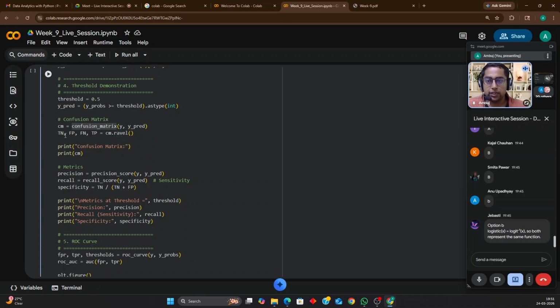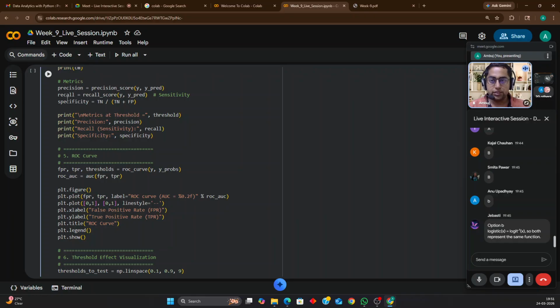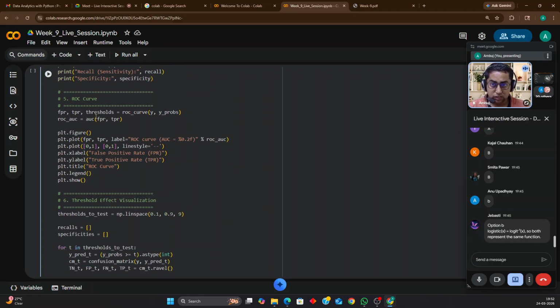True negative, false positive, false negative, true positive, I have calculated from cm.ravel. This is nothing but a function of the confusion matrix. It will automatically calculate all the values and transfer them to the variables. Then print confusion matrix cm. Okay, I have printed it. The metrics precision, recall, specificity, I have calculated manually. Then I have tried to plot the ROC curve: false positive rate with respect to true positive rate. These values have been plotted and the ROC curve calculated.